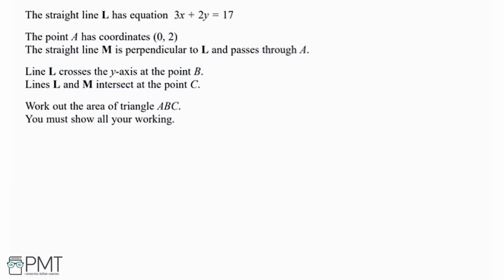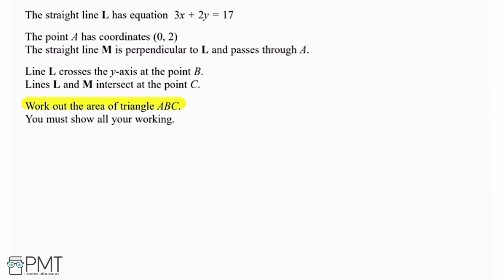The straight line L has equation 3x plus 2y equals 17. The point A has coordinates (0, 2), and the straight line M is perpendicular to L and passes through A. The line L crosses the y-axis at point B, and lines L and M intersect at point C. We need to work out the area of triangle ABC, showing all of our working.